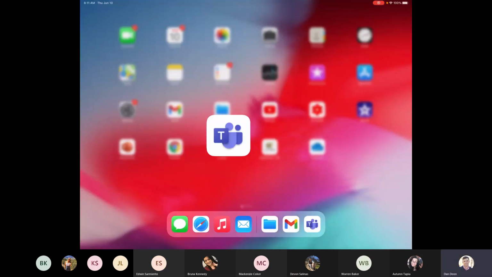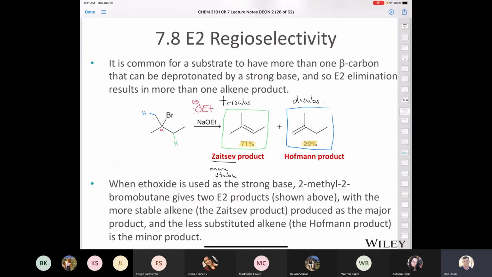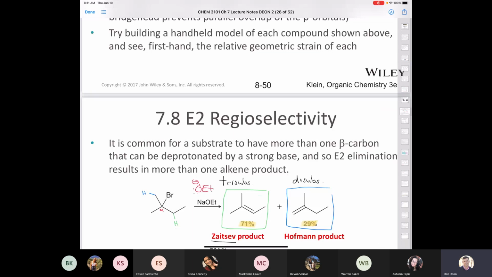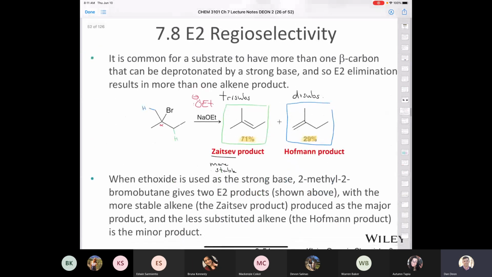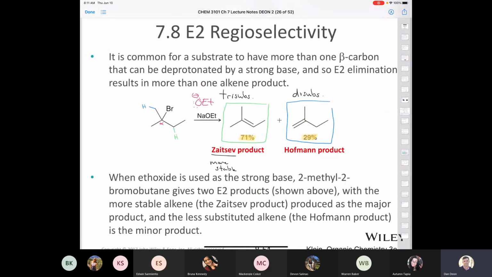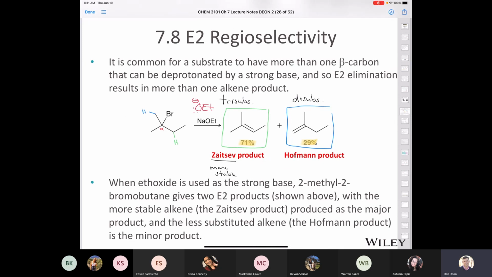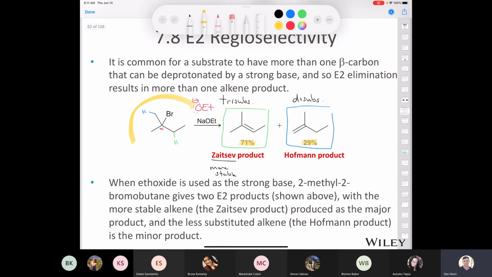All right, Organic Chemistry 1, Chemistry 3101. This is kind of where we left off last class, as we were talking about E2 reactions and the regioselectivity of an E2 reaction. So I'm going to go over the first few slides kind of quickly because we covered these last class. But let's say I have an alkyl halide, like this tertiary alkyl halide right here.